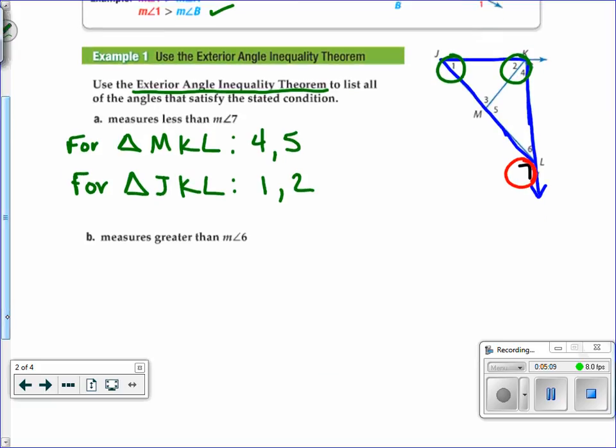For part B, it says we want to know which measures are greater than angle 6. So angle 6 is an interior angle of the triangle MKL.